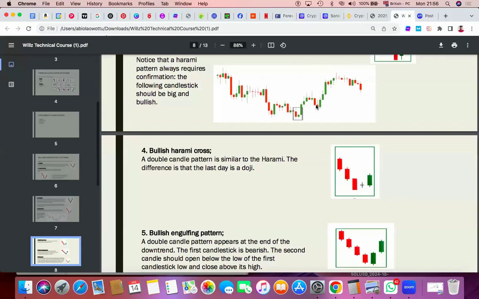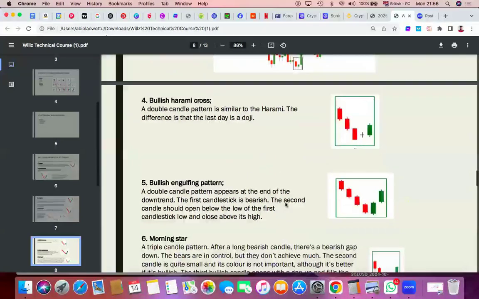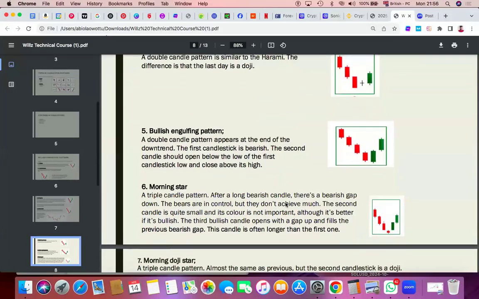So we just defined the bullish Harami. The double candle pattern is similar to the Harami. The difference is that the last day is a doji, which is our doji. So we also have the bullish engulfing pattern, a double candle pattern that appears at the end of the downtrend. The first candlestick is bearish. The second candlestick should open below the low of the first candlestick and close above its high.